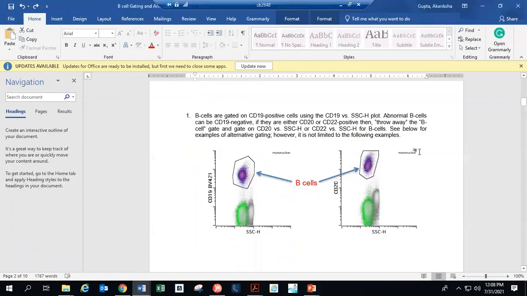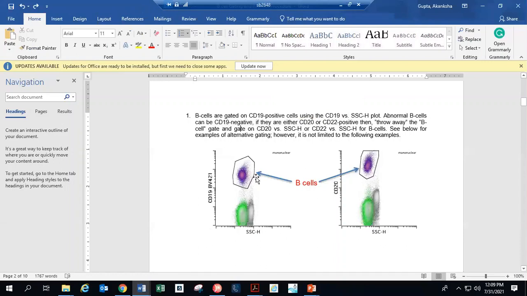All right, so for the gating of the B cells, as we all know, CD19 will be the lineage-defining B cell marker. So they're gating based on B cell positive cells. Abnormal B cells can be CD19 negative, but if they are CD20 or CD22 positive, then throw away the B cell gate and gate on CD20. So basically, remember that CD19 is not the only one.